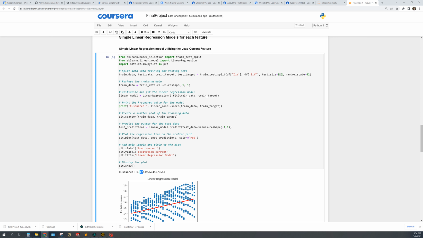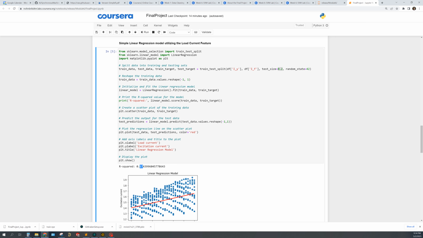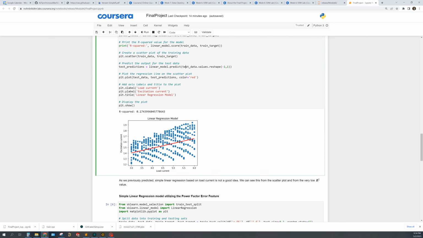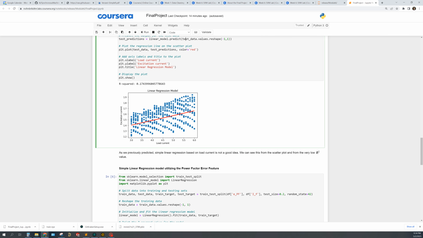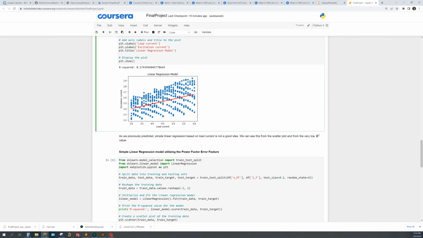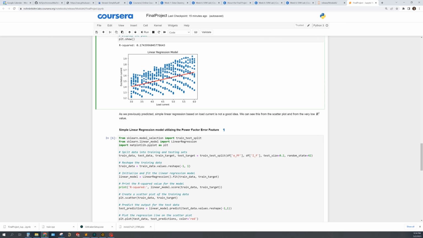So this was a good starting point, comparing that to the load current alone, and that was definitely not a good metric, at least for linear regression. There are some patterns in here. Maybe KNN might have done well, but I didn't even get that far. So we'll get to that in a minute.